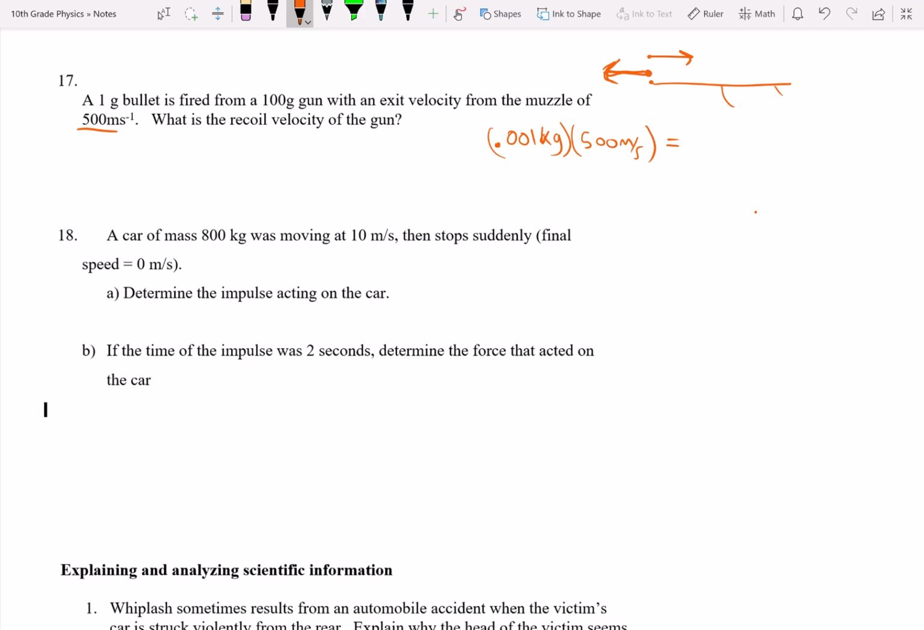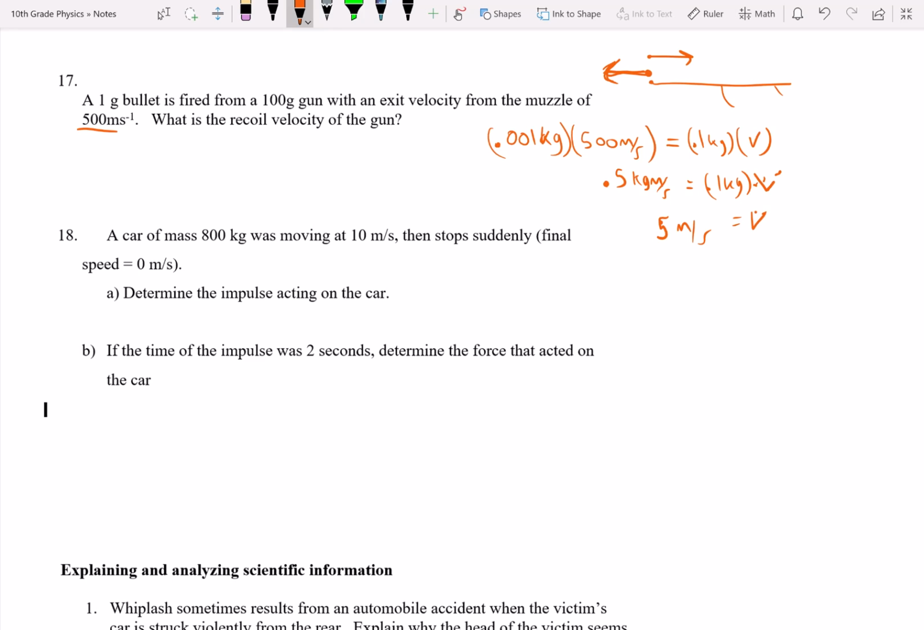And that should be equal to what happens to the gun, right? So that should be equal to 100 grams, which is 0.1 kilograms, times the velocity of the gun. So we're going to call that V. And so here you get 0.5 if you do this. That's kilogram meter per second. And over here you have 0.1 kilogram times your velocity. And if you solve for velocity, you'll get 0.5 divided by 0.1 is 5 meters per second, right?